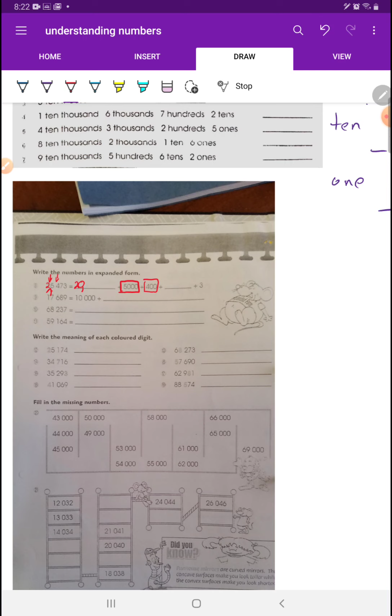So we're going to write 20,000. In other words, here is 1, 2, 3, 4 digits. So we have 4 zeros. Here there's 1, 2, 3 digits behind the 5. So we have 3 zeros. Okay? Now, so that's really simple.